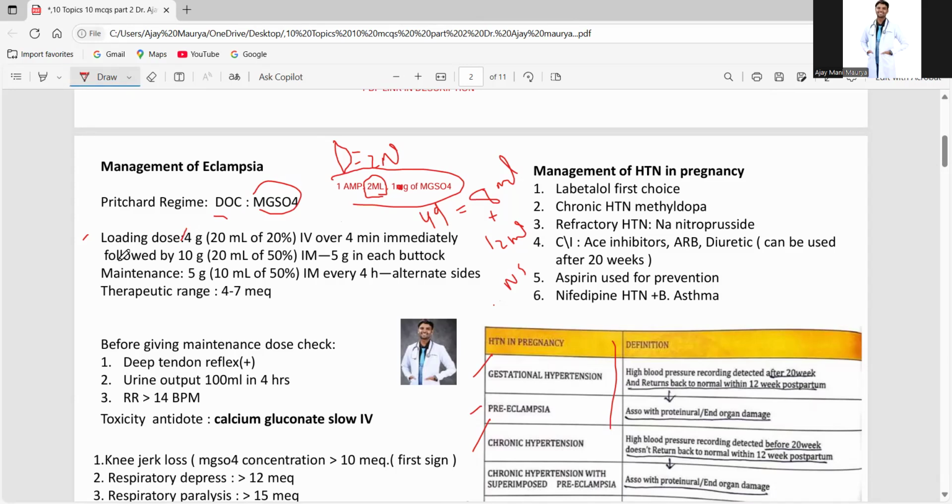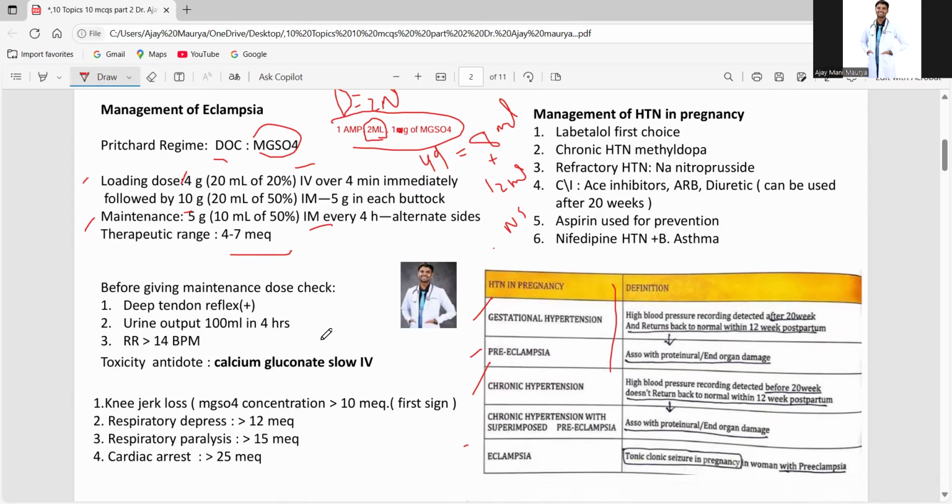Followed by, for IV it's 4 grams; for IM it is 10 grams. 10 grams means 20 ml. What is the maintenance dose? It is 5 grams IM. What is the therapeutic range? It is 4 to 7 milliequivalents.